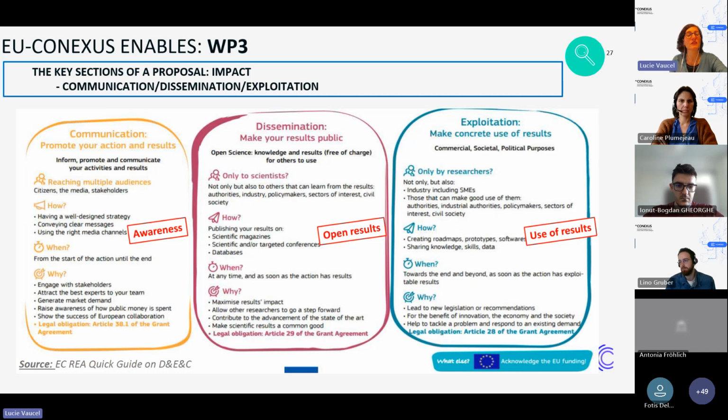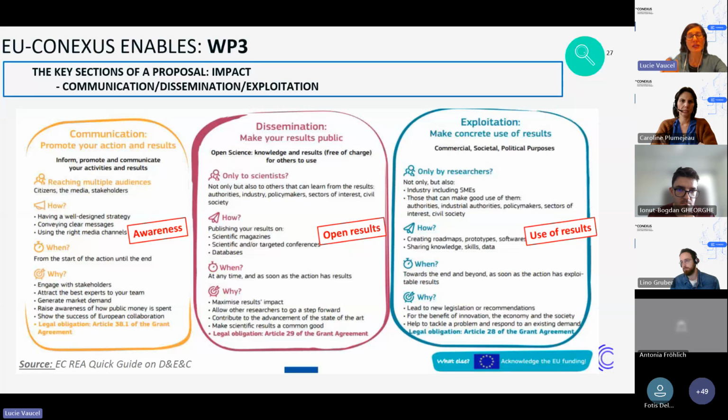And then the last term is exploitation. The point of exploitation is to make use of results. It's to make concrete use of results for commercial, societal, or political purposes. It can be done by researchers, but not only, also by industry, including SMEs, of course, or those that can make good use of your project results. So it can also be public authorities, industrial authorities, policymakers, or different sectors of interest, or civil society even.